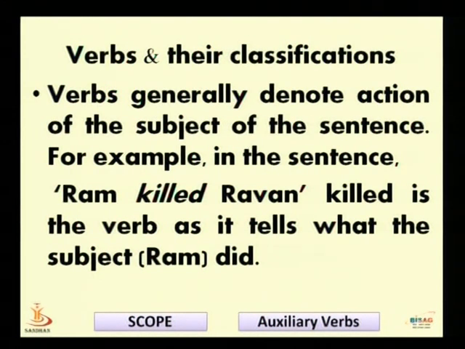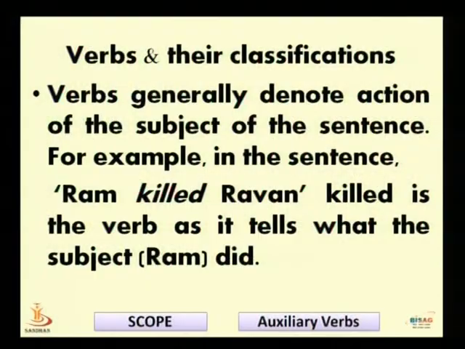Now, I may concentrate on verbs because we would like to talk about auxiliary verbs. So, let me go to the parts of speech of verbs and let me explain rather in brief so that it would be easy for you to reach exactly to the spot. Now, verbs, as you know, denote the action of the subject of the sentence. And I have given you a very easy sentence. Ram killed Ravan. Now, as we know, Ram is the subject.